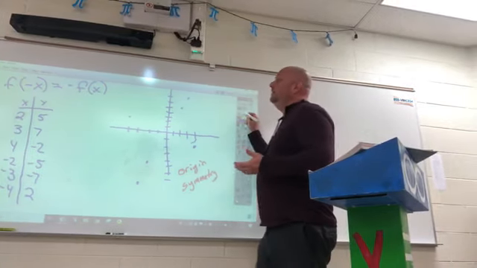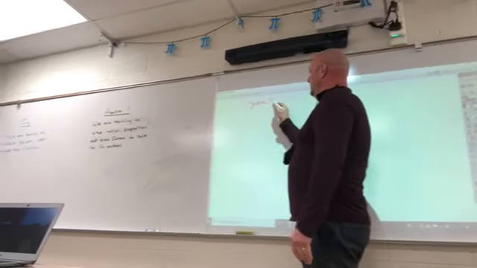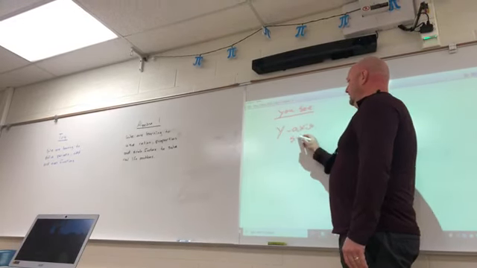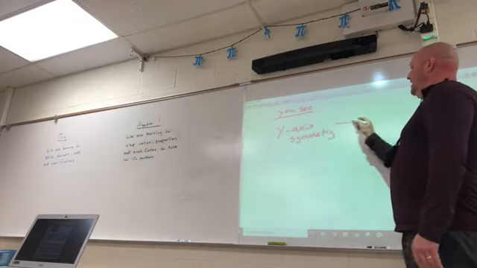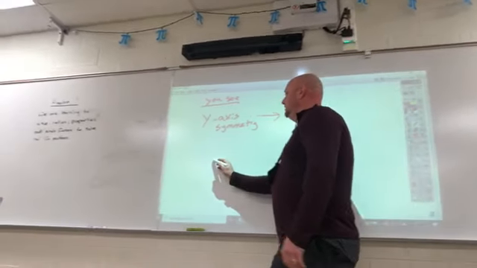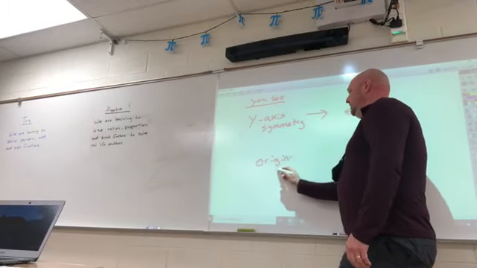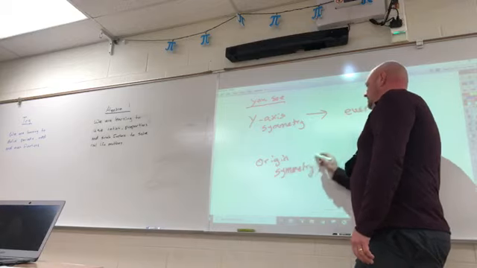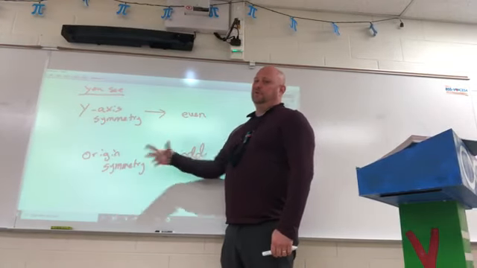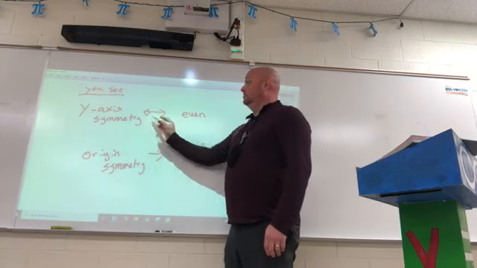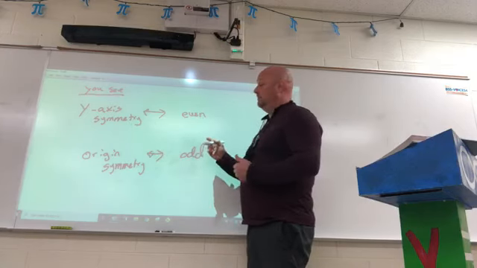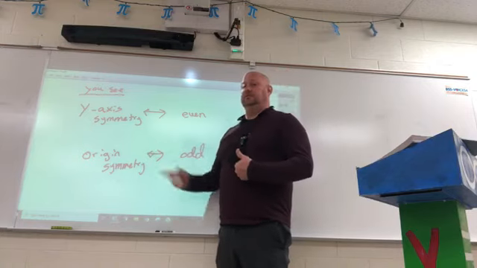So basically, one easy way to tell is if you see y-axis symmetry, that means it has to be an even function. If you see origin symmetry, that means it has to be an odd function. Okay? I always remember that the O's go together. Origin means odd. And this actually goes both ways. If you know you have an even function, that also means you know you have y-axis symmetry. And likewise, if you have an odd function, then you know you have to have origin symmetry as well.